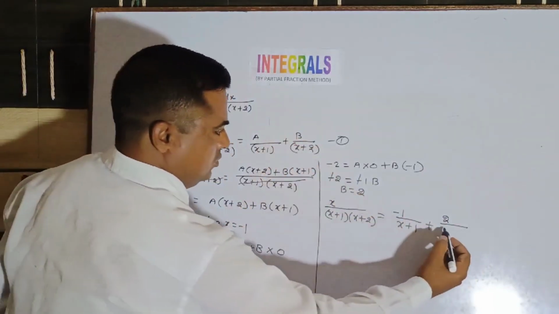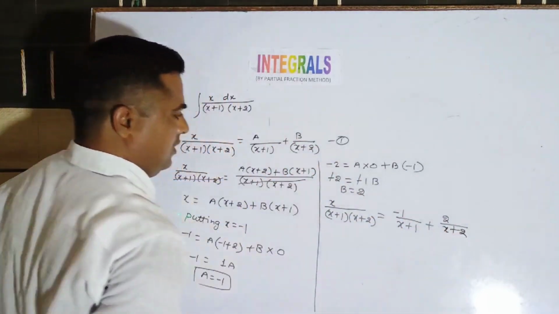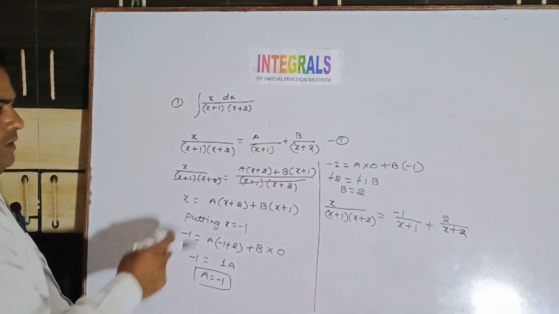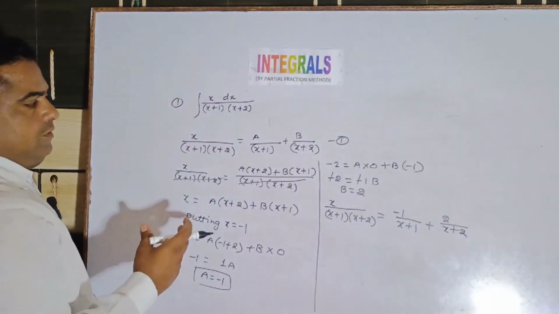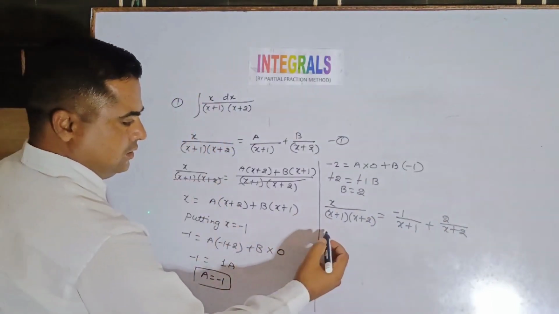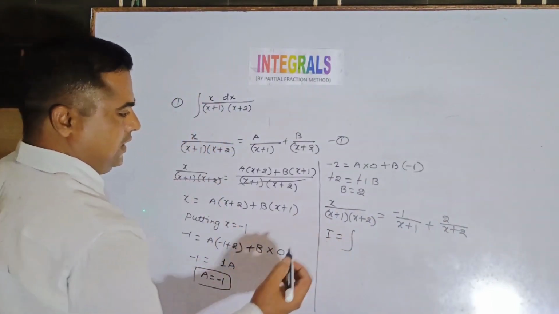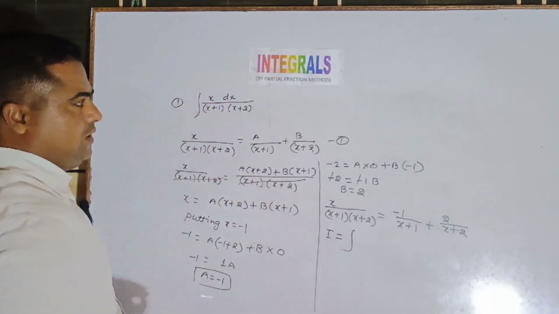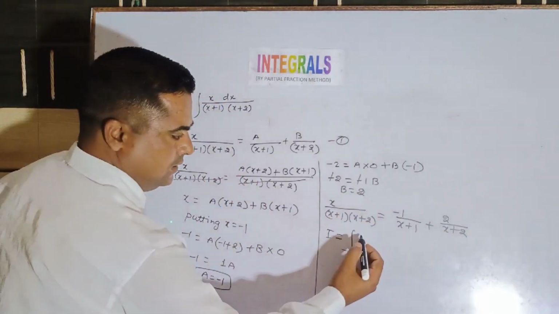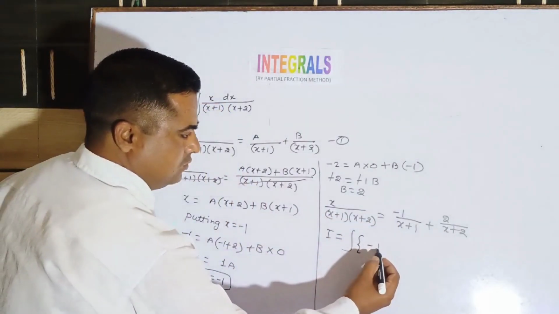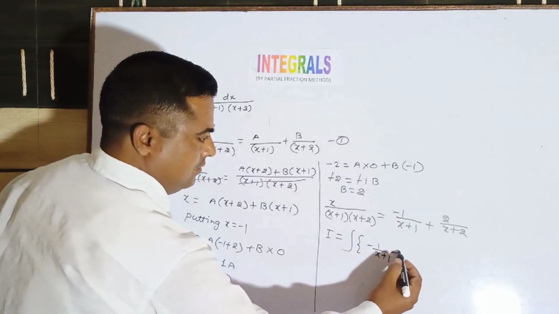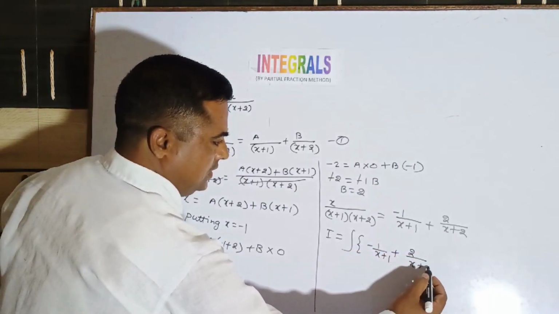Over x plus 2. Now these two parts are equal. We have to find integration of this part. Now we will substitute the value of this. So we will get here I is equals to integral, in the place of x upon (x plus 1)(x plus 2) we can put minus 1 upon x plus 1 plus 2 upon x plus 2.